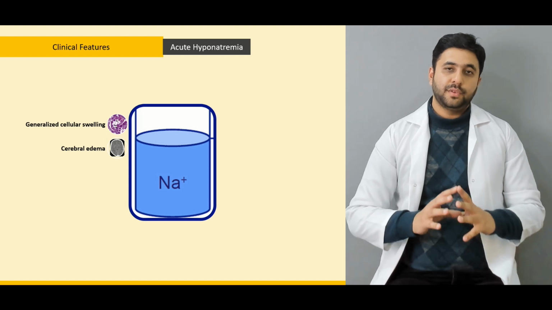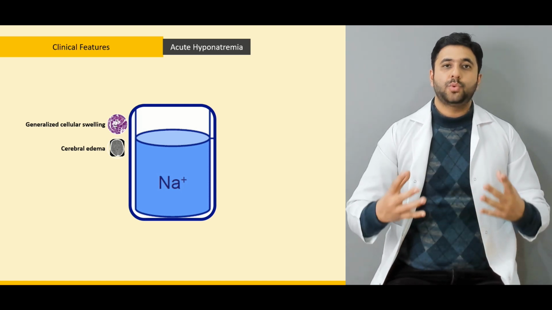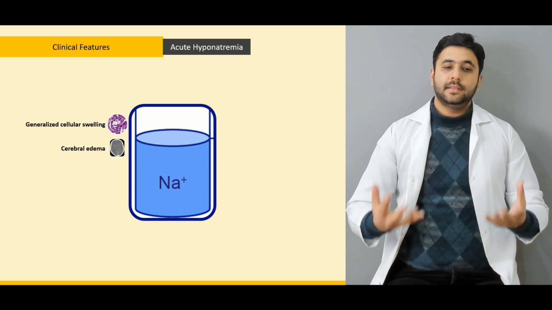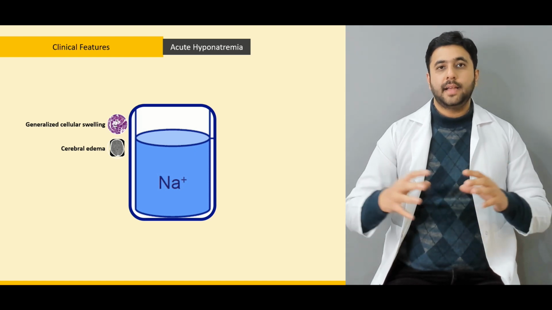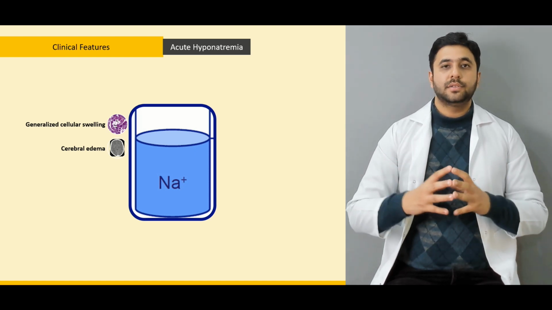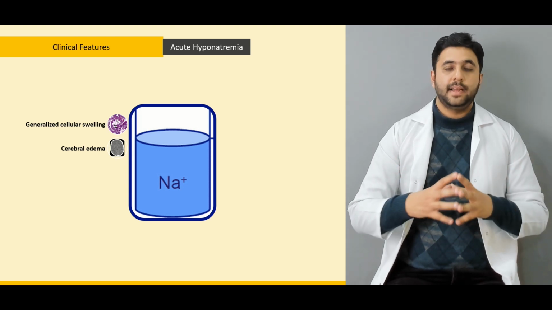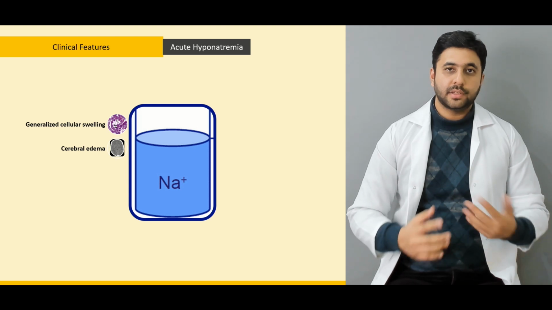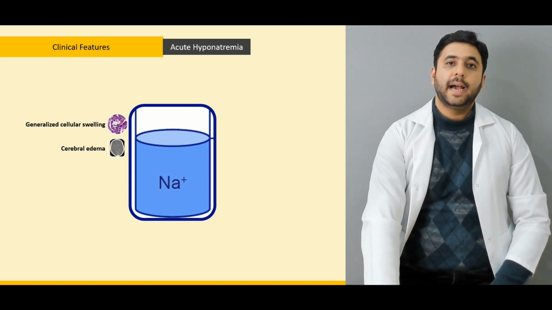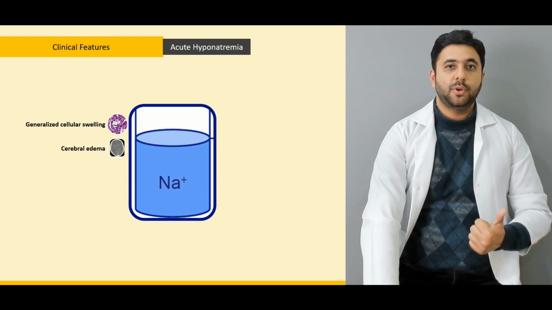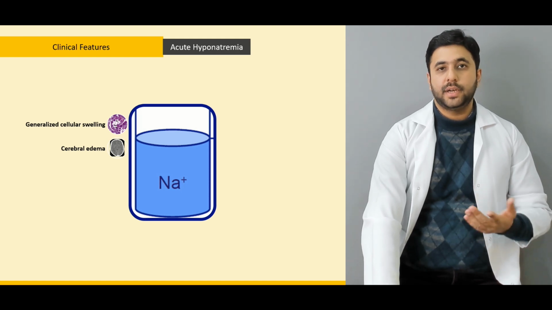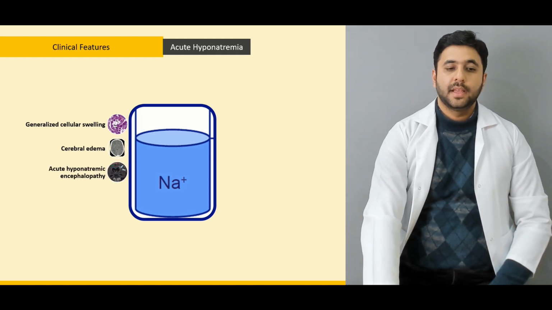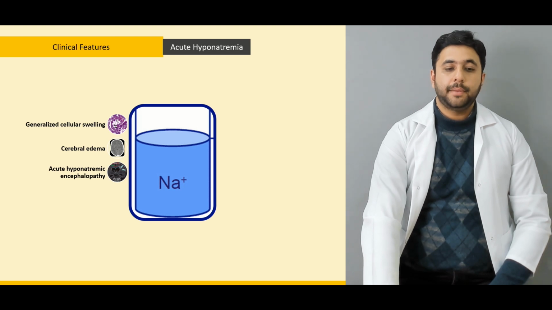Because of the movement of the water inside the cells, there will be a generalized swelling of the brain, and there will be cerebral edema. As you know, the brain is bounded by a hard skull, so there is not much space to expand. And because of that pressure, various neurological symptoms develop in patients with hyponatremia. So for sodium abnormalities, remember that the brain is the one which is going to be affected the most. There might be acute hyponatremic encephalopathy.